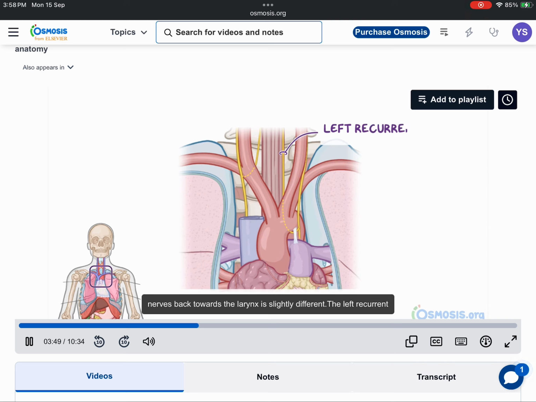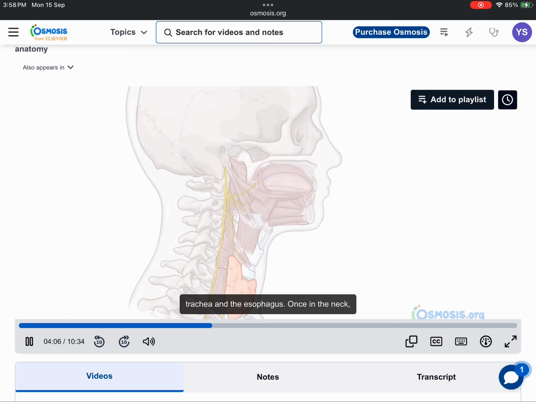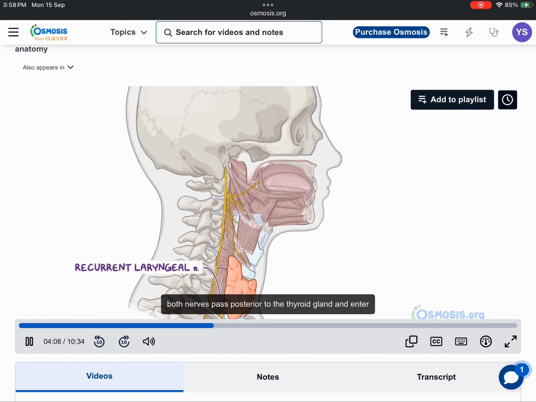The left recurrent laryngeal nerve crosses under the arch of the aorta at the ligamentum arteriosum and ascends between the trachea and the esophagus, while the right recurrent laryngeal nerve hooks around the right subclavian artery and ascends in the neck between the trachea and the esophagus. Once in the neck, both nerves pass posterior to the thyroid gland and enter the larynx.